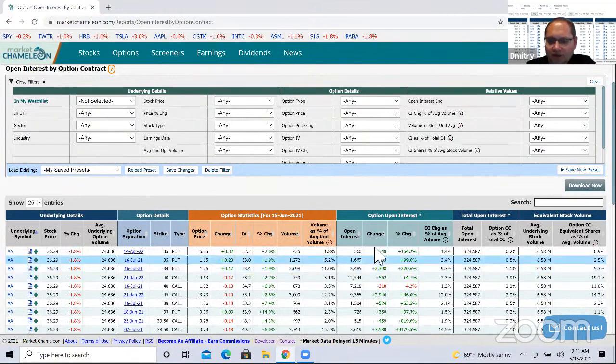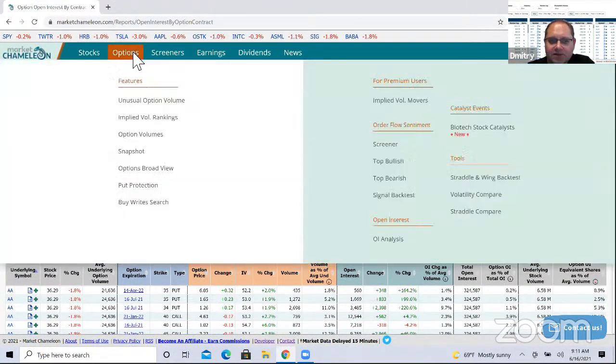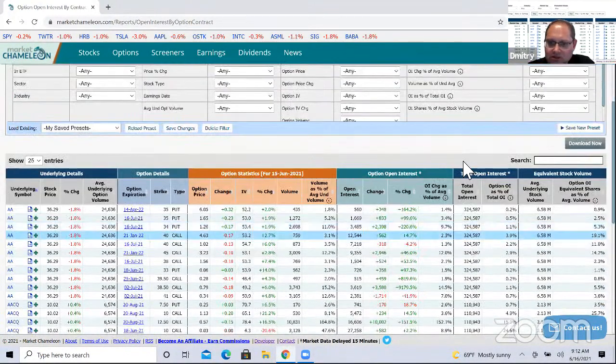Real quick, we had some people join late. Could you please refresh how you actually got to this screen? Yeah. So under options up here, I went to open interest analysis and then the by option contract tab. There are all these tabs, and I chose by option contract.